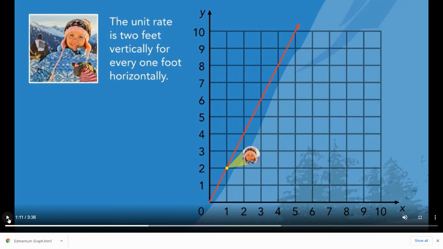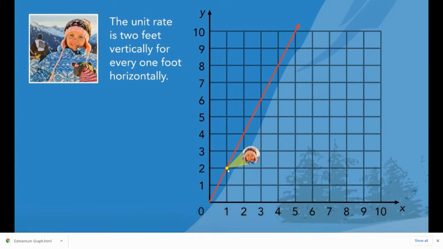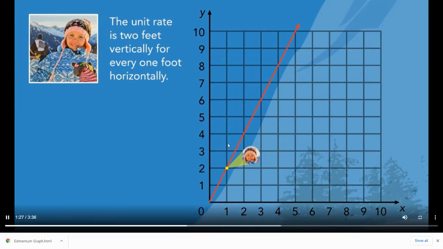Let's continue. Since the unit rate is 2, the slope of the graph will also be 2. The slope is the rise over the run, with rise being the y direction and run being the x direction. So, the slope is the change in y from one point to another over the change in x.